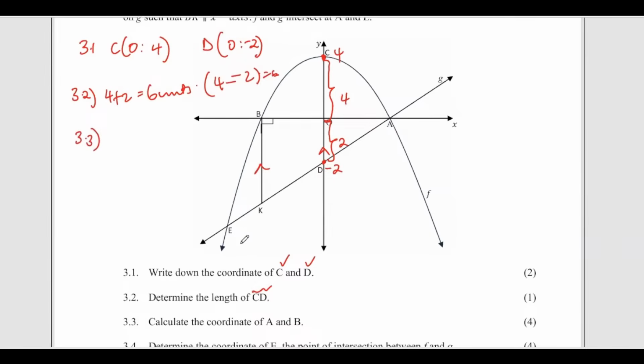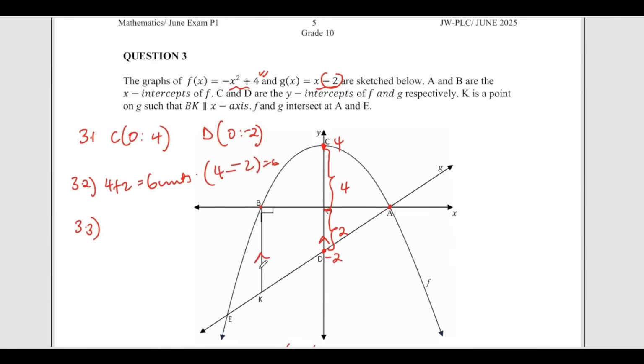Calculate the coordinates of A and B. So we're seeing that A represents the x-intercept of f and g. Then B represents also the x-intercept of f. So we can use either the straight line to get the coordinates of A, or we can use the parabola to get the coordinates of both. There's no problem with that.